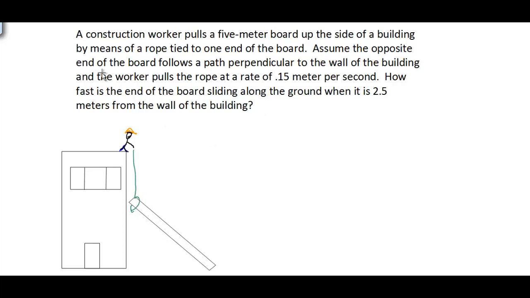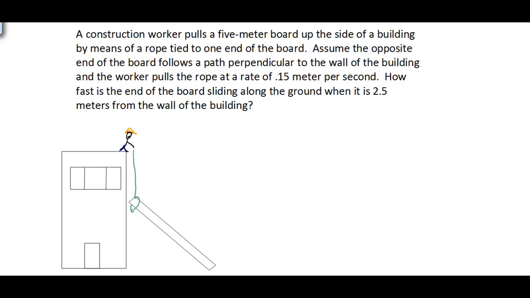And we're going to assume the opposite end of the board follows a path that is perpendicular to the building. So what that means is down here, the bottom end is going to run perpendicular to the building. And the worker is going to pull the rope at a rate of 0.15 meters per second. And we want to know how fast is the end of the board sliding along the ground when it is 2.5 meters from the wall of the building.